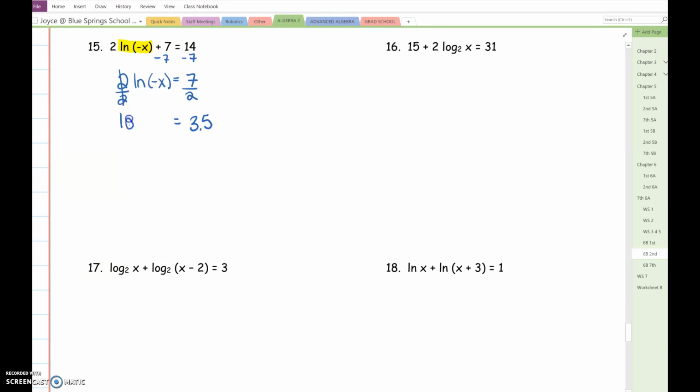And can I make this change? Log base e of negative x. ln is the same as log base e, and if we're going to have to change forms, it's nice to see that e in the problem. Okay, now we're stuck with negative x inside the log, so we need to change forms. E raised to the 3.5 equals negative x.